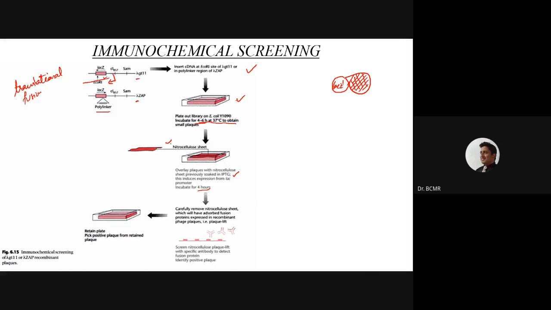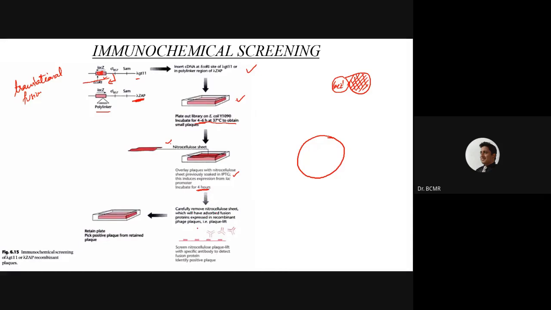Once we add that and wait for 4 hours, why are we adding it? Because our gene of interest is put downstream of the lac promoter. So the cells nearby will start expressing the genes that are present there. On the ZAP that we have constructed, the genomic library, we waited for 4 hours.